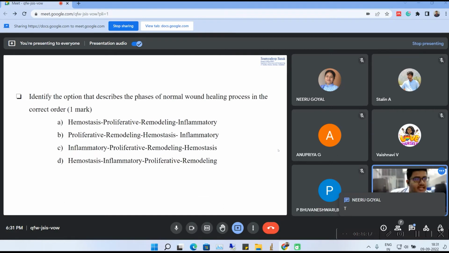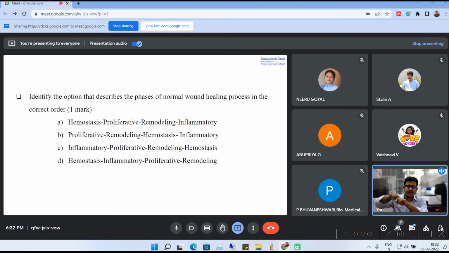Alright, next question. Identify the option that describes the phases of the normal wound healing process in the correct order. Hemostasis, proliferation, remodeling, and inflammation. With these four options, if you organize them, what is the event order? What happens during the healing process? When the wound healing process occurs, what are the events of it?